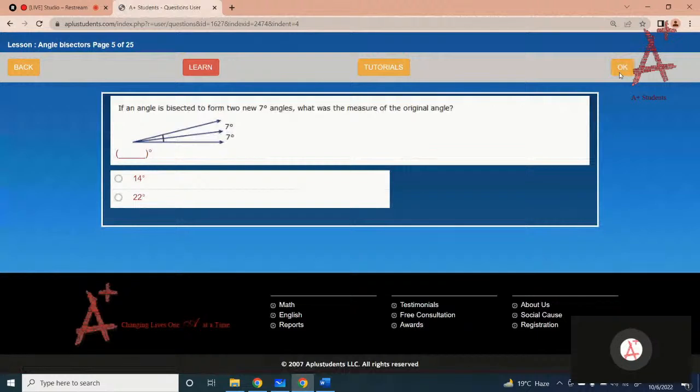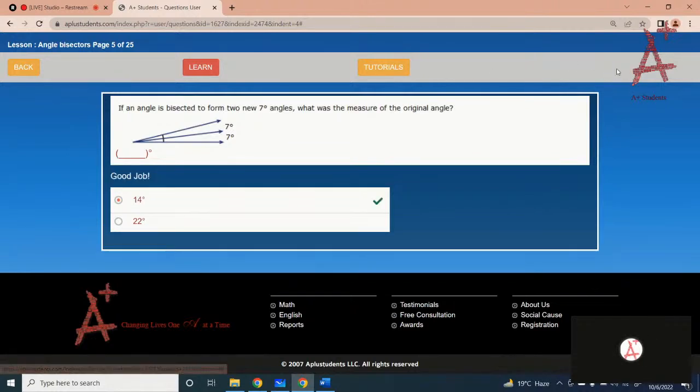Okay, if an angle is bisected to form two new angles of 7 degrees, what was the measure of the original angle? So 7 times 2 is 14. That means the original angle is 14 degrees. Got it? Very good, Ola and Ash. Your participation is highly appreciated.